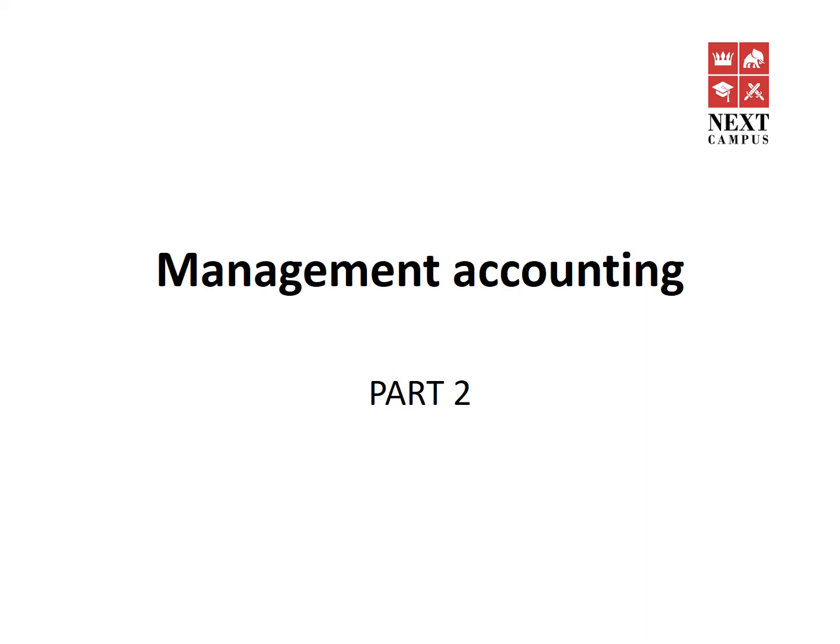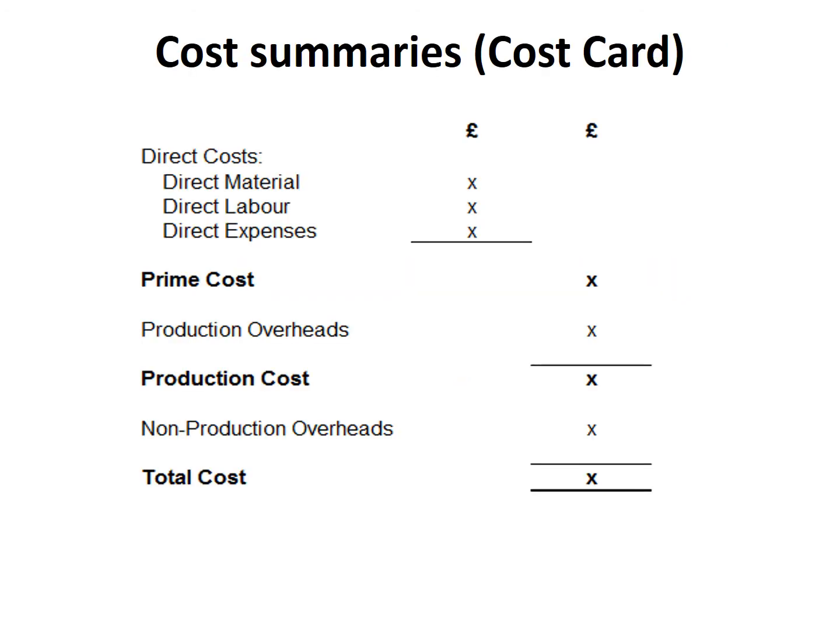Now we will learn the second part of management accounting. Cost summaries, or basically the accountants call this a cost card. Generally, the cost of a product, a cost unit, let's say a pen or pencil or whatever, or the cost of a particular function is given in a particular format.